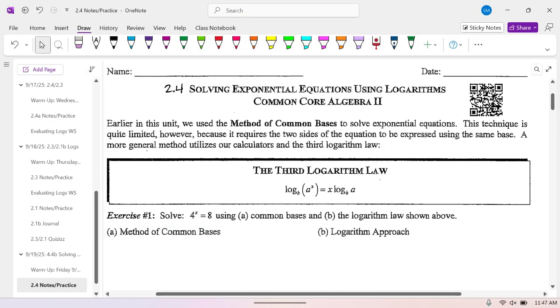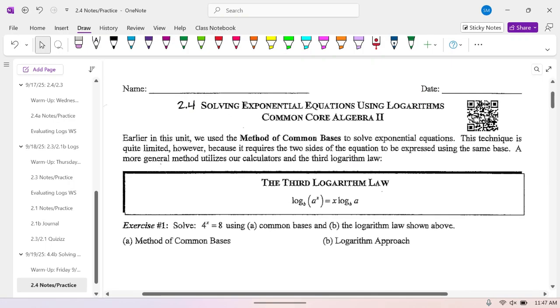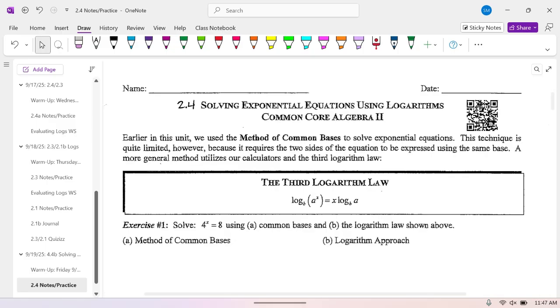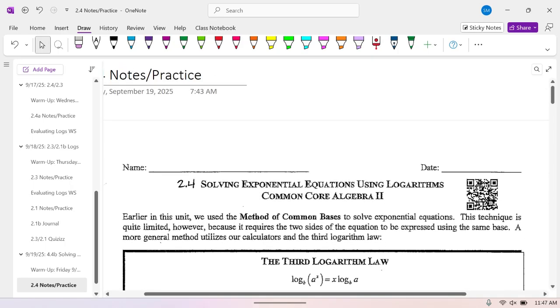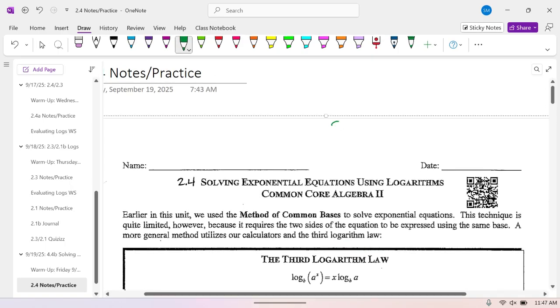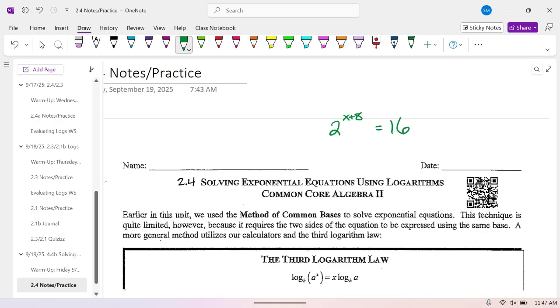All right. So, 2 days ago, we talked about how to solve exponential equations with common bases. So, remember, that was when we had something like this. Let's say we had 2 raised to the x plus 8 power is equal to 16.